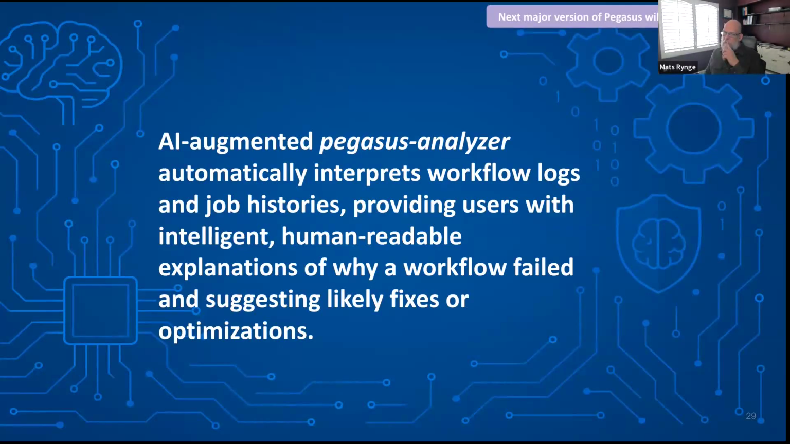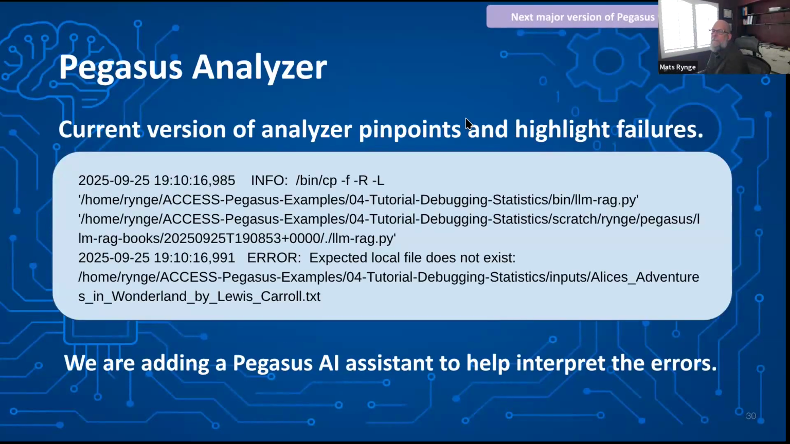So one of the tools that we mentioned is Pegasus Analyzer to help you pinpoint issues in your workflow. Here's an example of what Pegasus Analyzer does today. It will show you the standard error, and sometimes these are hard to read, right? This says an expected local file does not exist, and it gives us a pointer. So yeah, I know what the error is, but what can I do about it?